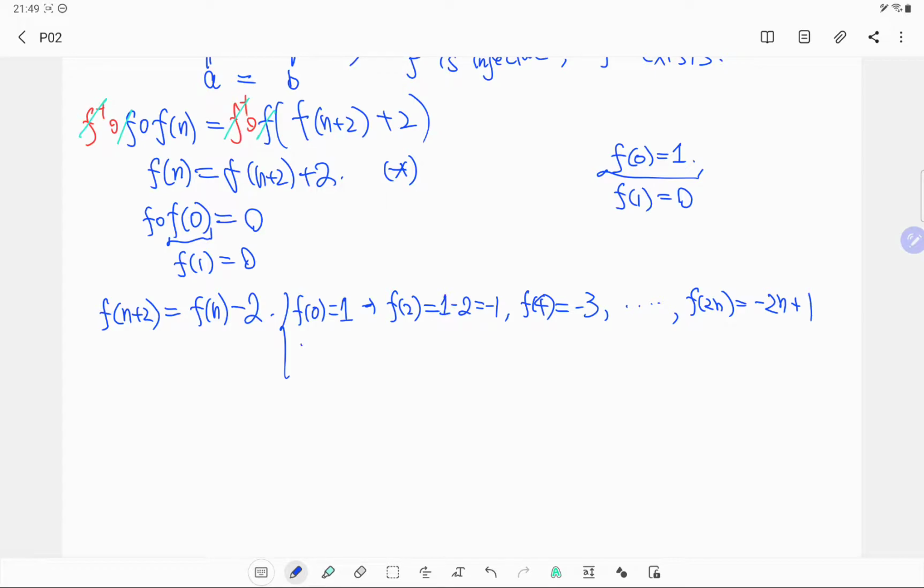So next, we can make use of f(1) is equal to 0, so that we can have f(3) equals to 0 minus 2, which is negative 2. So f(5) is equal to minus 2 minus 2, so minus 4. So etc. etc. So finally we can have f(2n+1) is equal to minus 2n, or you can write it as minus (2n+1) plus 1.